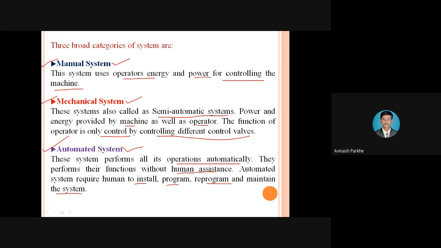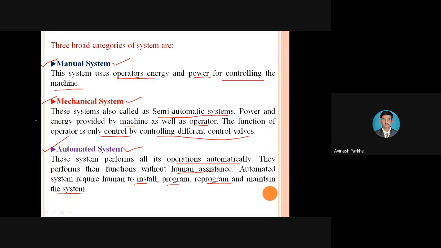So these are the three types of the man-machine system, in which the interaction of the machine as well as the interaction of the man is required. Once again I am repeating: manual system means whatever energy and power is required, all of it is provided by the operator only. 100% power will be given by the operator only.